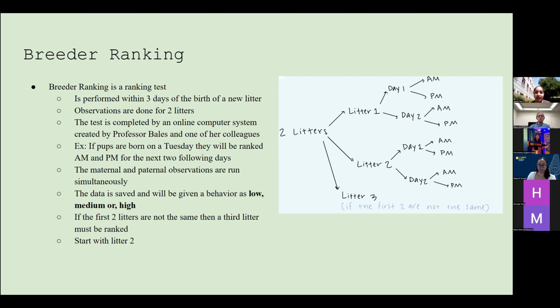And for our data, we save it as high, low, and medium. What this means is that when we finish breeder ranking, we have a total contact time, and sometimes we put it through a system that's going to spit out whether it is low, medium, or high. And then if the first 2 litters don't match, like on the right, I have a little flow chart that shows how we go day 1 AM, PM and day 2 AM, PM. So if these first 2 don't match, then we have to rank a 3rd litter.